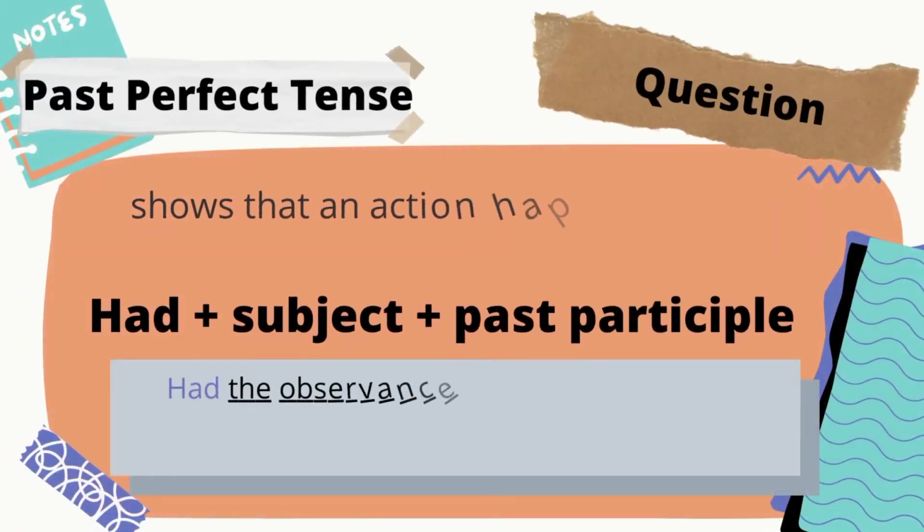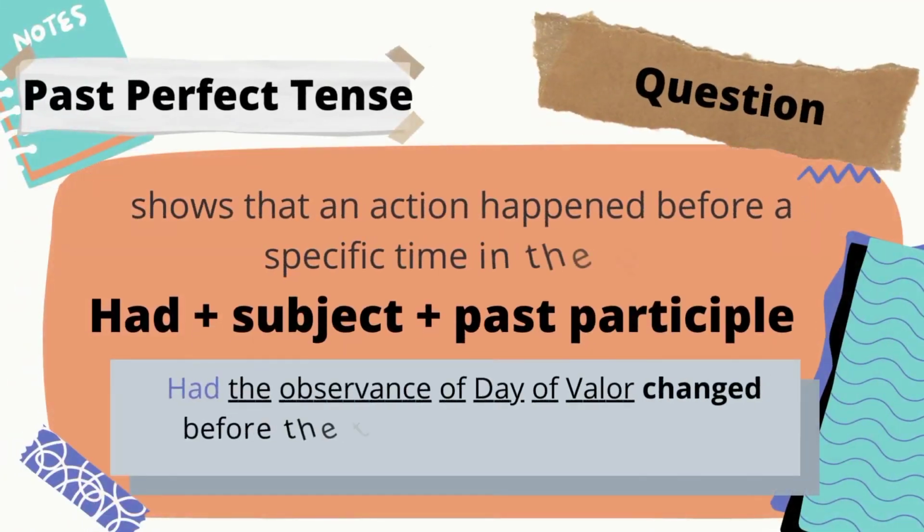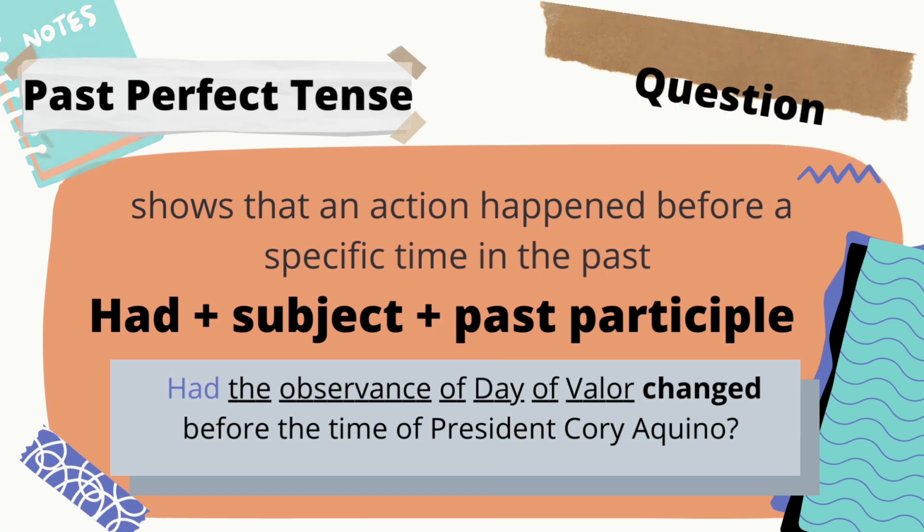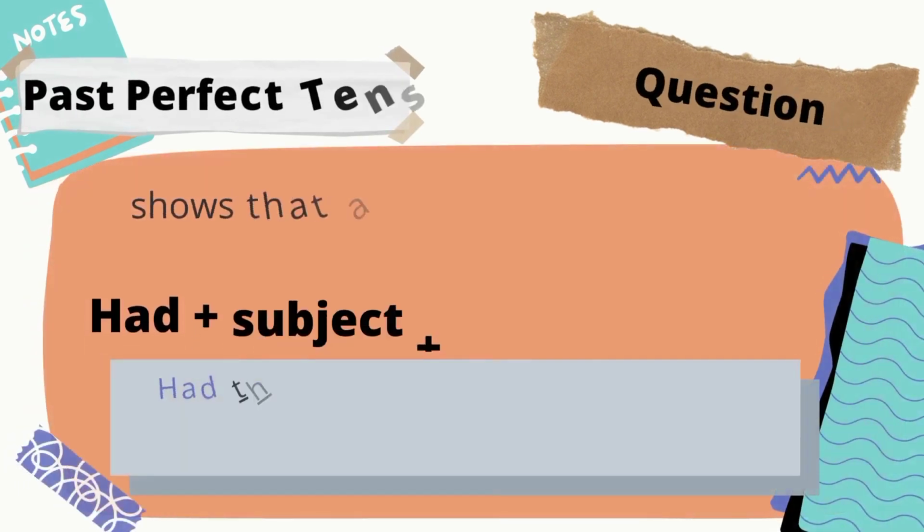For asking a question in the past perfect tense, follow the formula: had plus subject plus past participle. For example, had the observance of Day of Valor changed before the time of President Cory Aquino? In this sentence, we start with had, then the subject, the observance of Day of Valor, plus the past participle of the verb, changed.